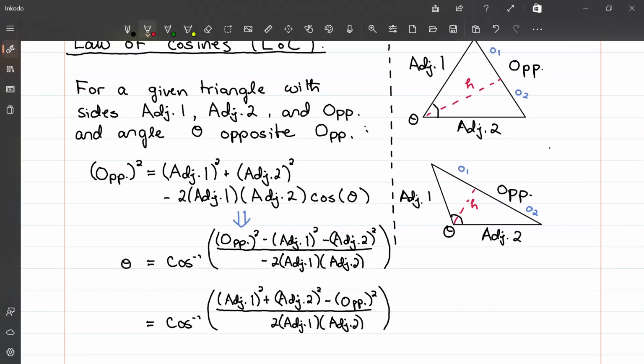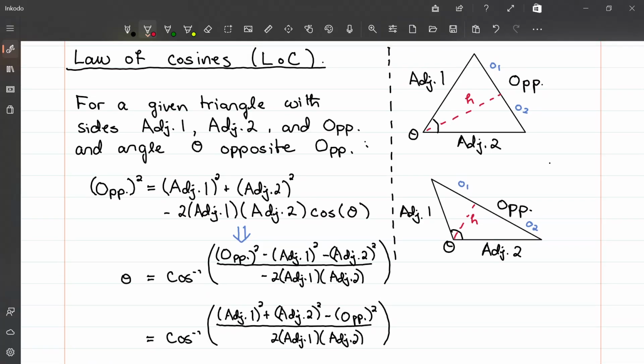I'll also point out that while I have not in class, and nor will I in this video, given a proof of why the law of cosines works, I've actually given you pictures here that will let you figure it out.